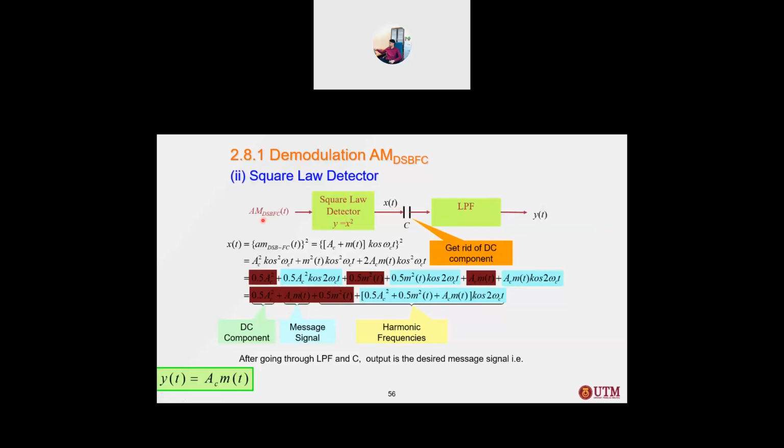So you have here the AM double sideband full carrier. Then it will go to the square detector. You see here, Y equals X square, so the output will be XT. XT is whatever you have entering here, and it is going to be squared. So this one is double sideband full carrier, and you just square it because it undergoes the square law detector. Everything is simply squared.